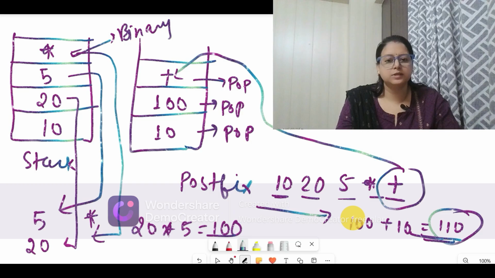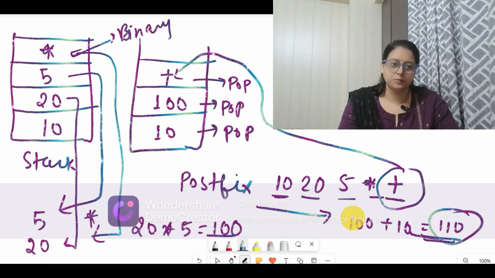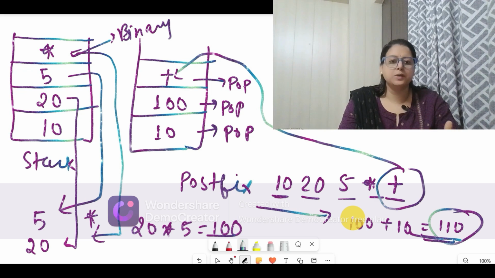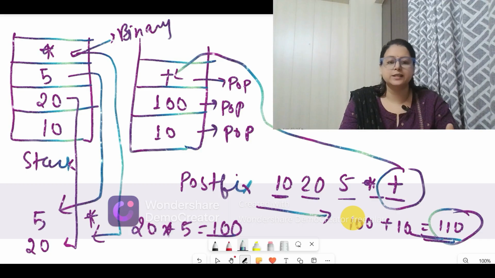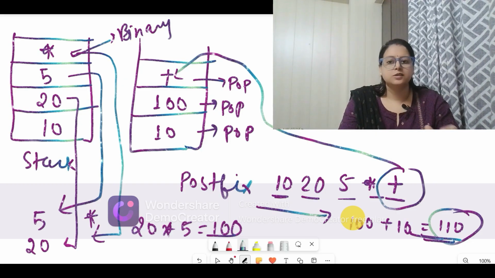I hope you understood why infix, postfix and prefix are included in the stack chapter, because this is the only data structure which can evaluate this type of expression. And obviously, to avoid the problem of brackets and priority when evaluating the expression, which the computer should not face, it should be free from it so that the evaluation will be easy and fast. That is why this type of expressions are there in our stack chapter.